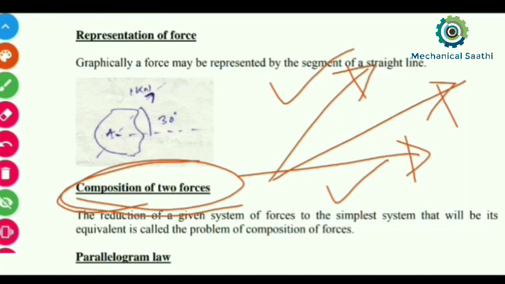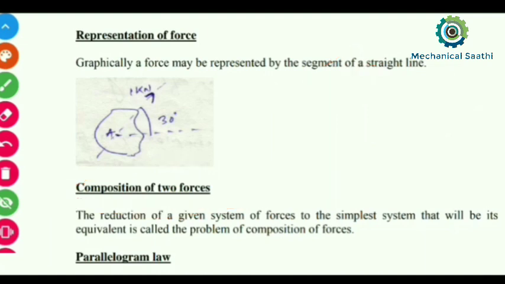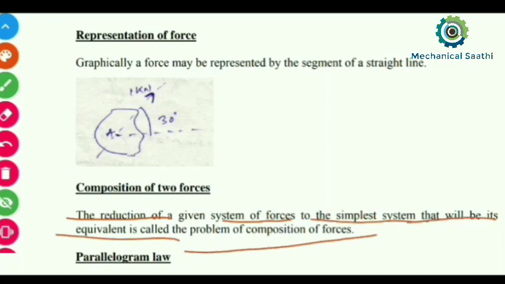Let this be the resultant, and we don't know where the resultant will lie. So let us try to calculate that. That means, how can we find out the net effect of any two forces? The reduction of a given system of forces to the simplest system that is its equivalent is called the problem of composition of forces.